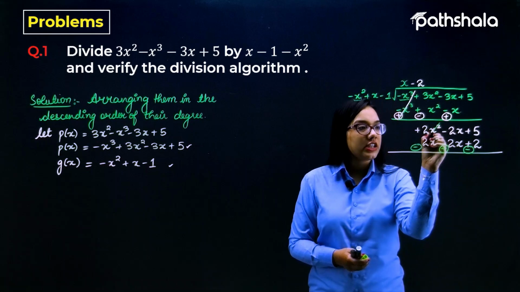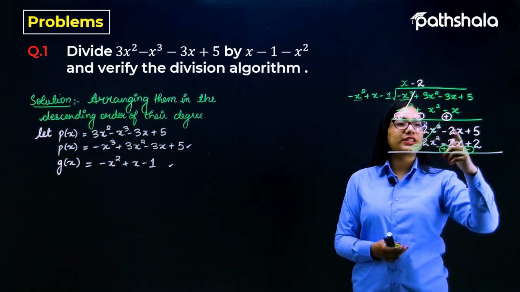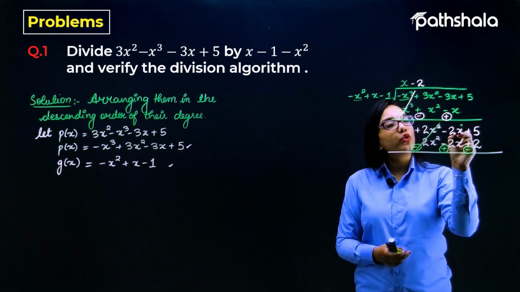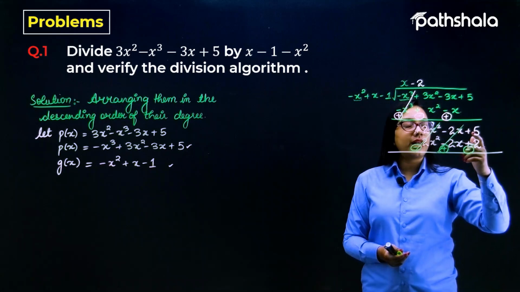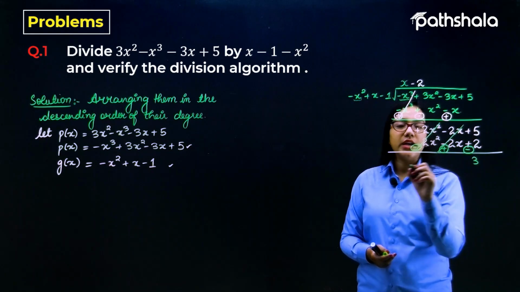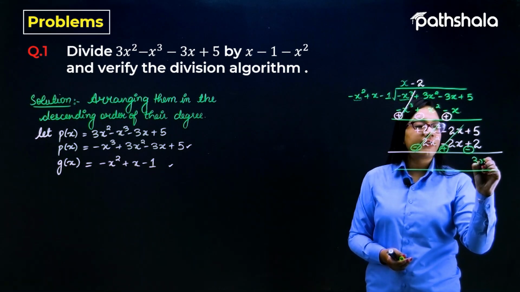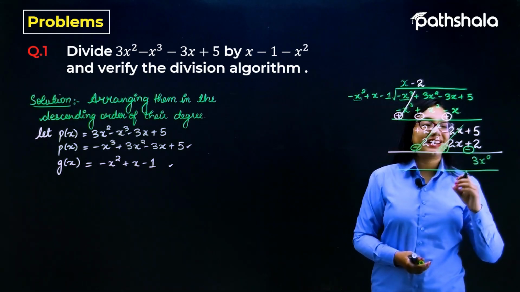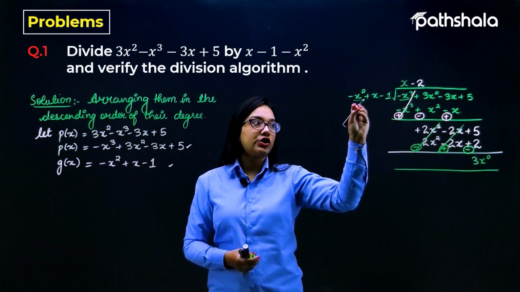Again, both of these terms will get cancelled with each other. Again, we have minus 2x plus 2x, and both of these terms are cancelled with each other. Further, we have plus 5 minus 2. We will get the answer as 3. It means that the remainder is now 3, and it definitely has a degree less than the degree of the divisor which is given to us.